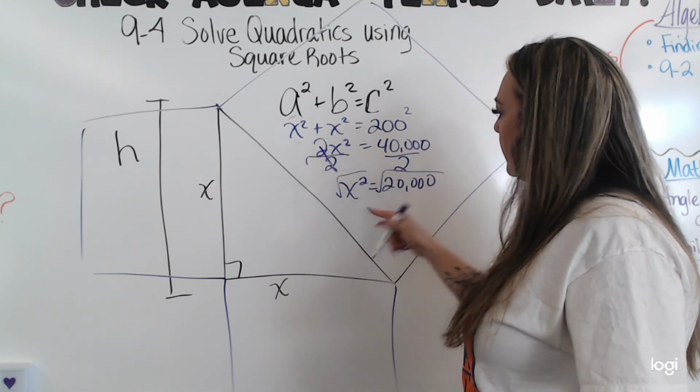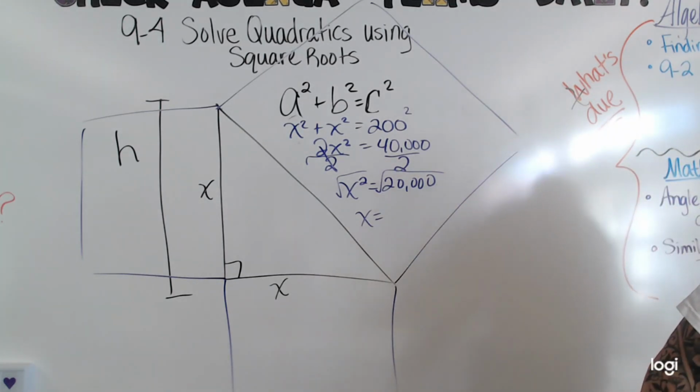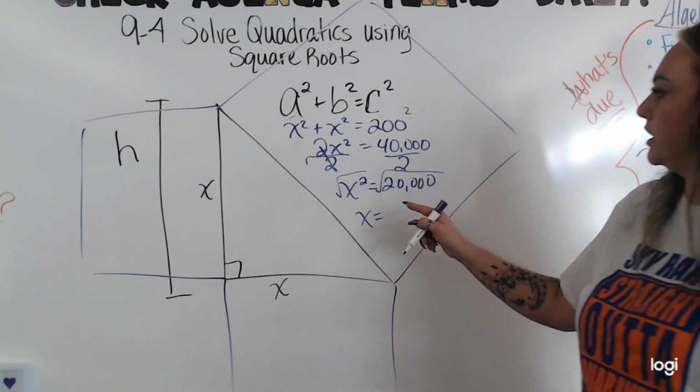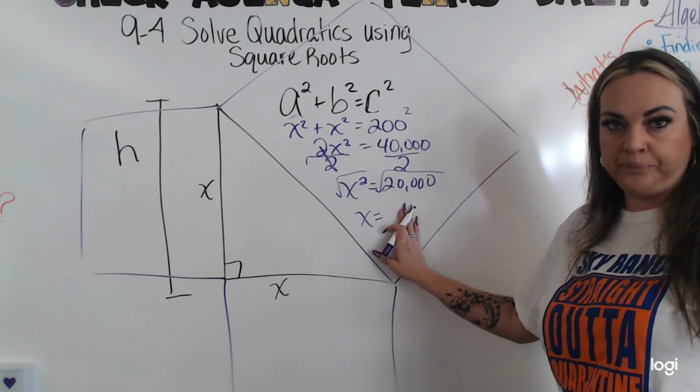Now we're going to take the square root, and we're going to write this out because we want to get the closest approximate value. 20,000 is not a perfect square.